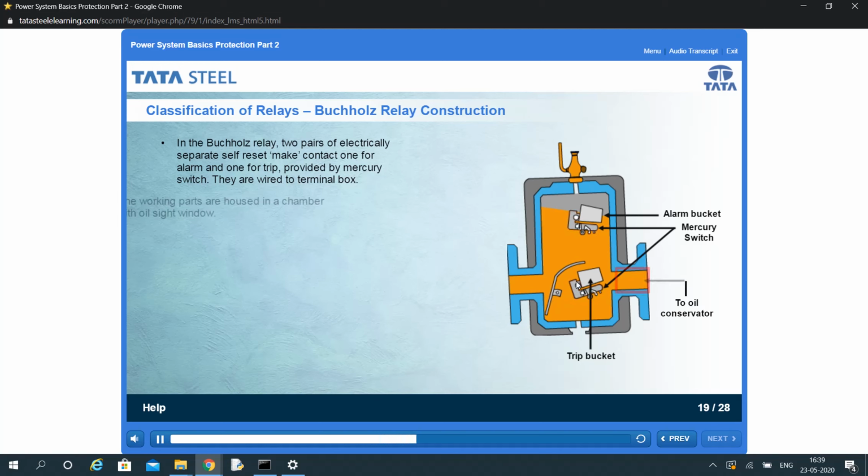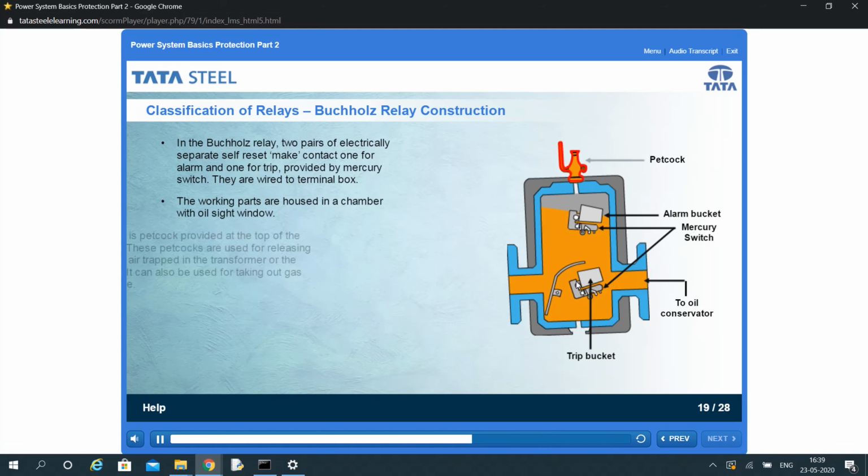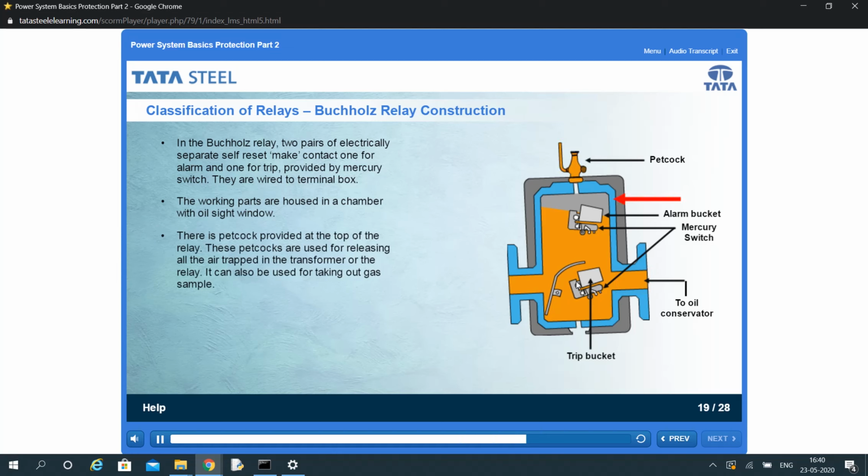The working parts are housed in a chamber with oil sight window. There is a petcock provided at the top of the relay. These petcocks are used for releasing all the air trapped in the transformer or the relay. It can also be used for taking out gas sample.